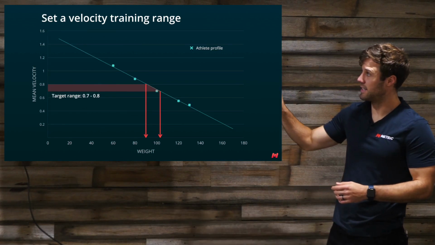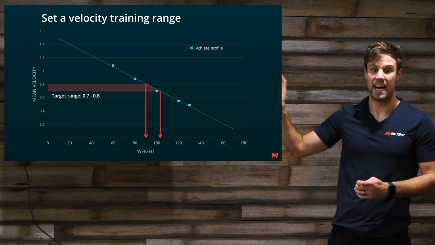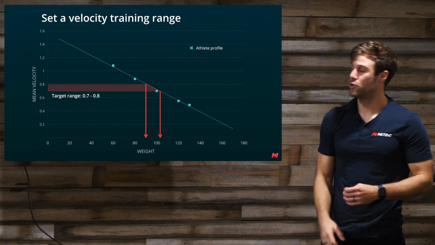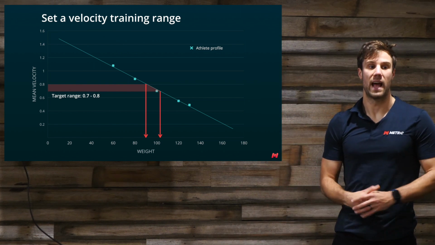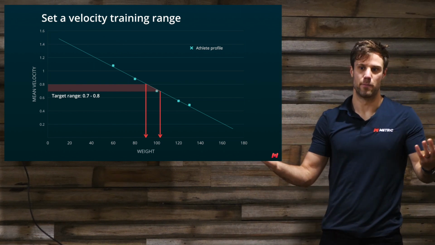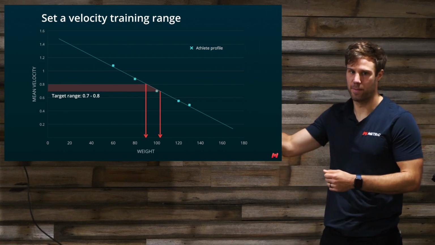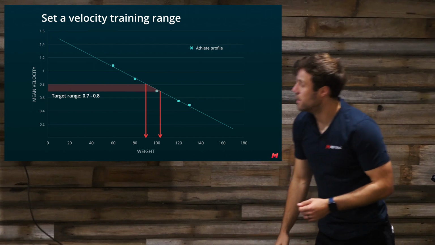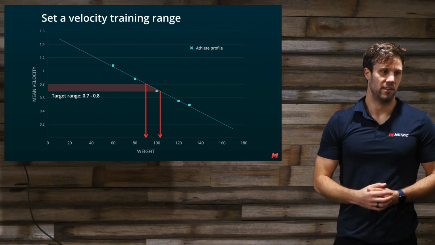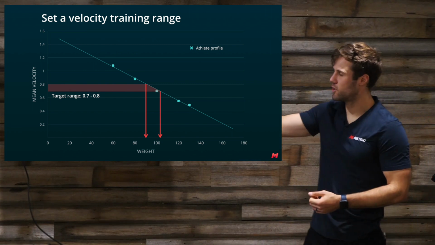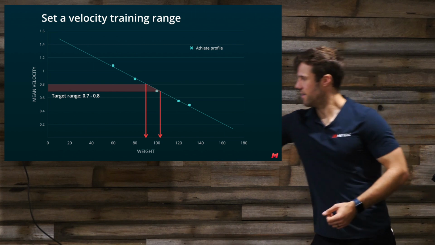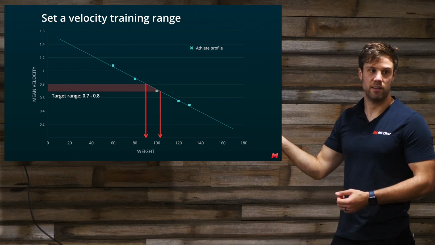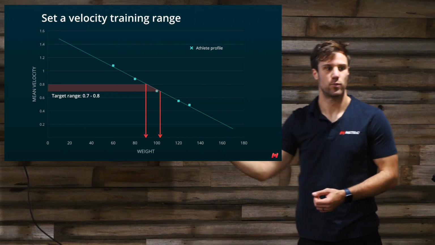Another option is to set and use velocity targets. So having training ranges. Say, for example, I want you lifting between 0.7 and 0.8 meters per second. That's just an arbitrary number, I just picked that. There's nothing magic about those numbers. But really what we're saying when we do that is I want you lifting between 90 and 100 kilos. But because velocity is dynamic in response to fatigue, this will shift. If you get stronger, it will move out. If you fatigue, it will go in.